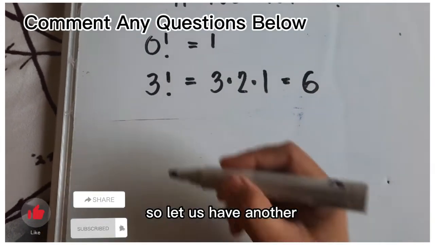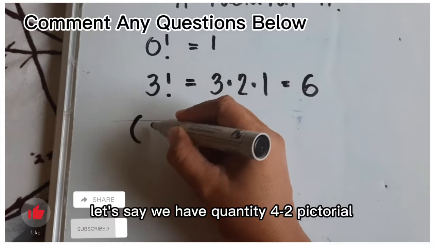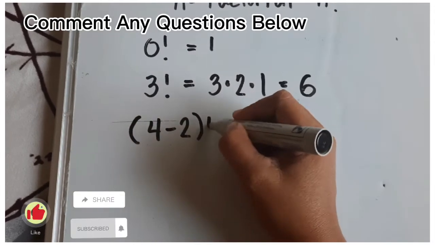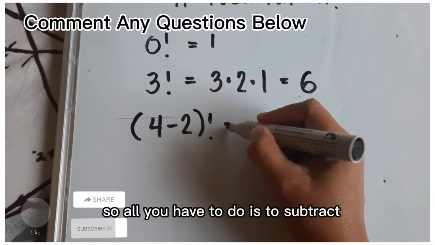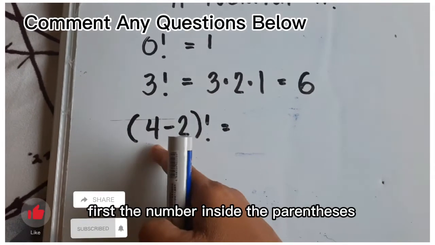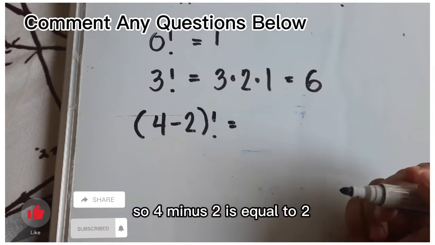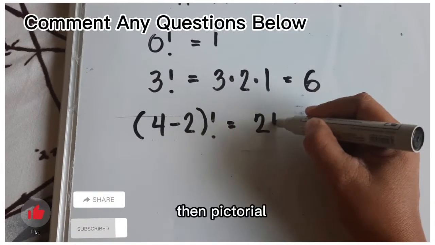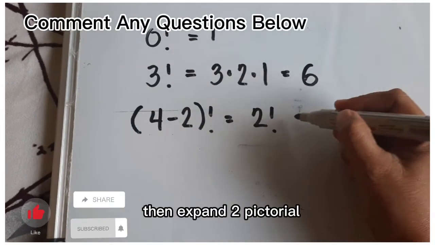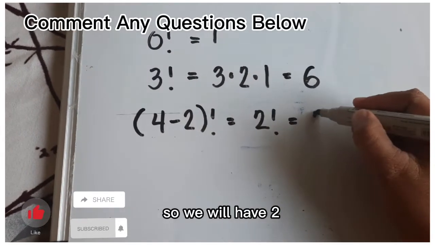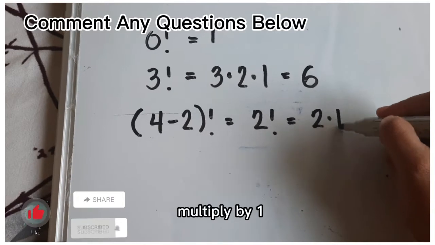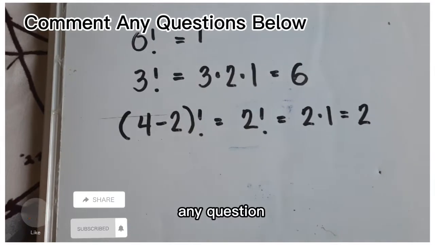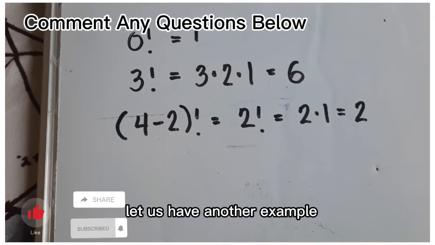Let us have another. Let's say we have the quantity 4 minus 2 factorial. All you have to do is to subtract first the number inside the parentheses. So, 4 minus 2 is equal to 2, then factorial. Then, expand 2 factorial. We will have 2 multiplied by 1. So, the answer is 2. Any question?